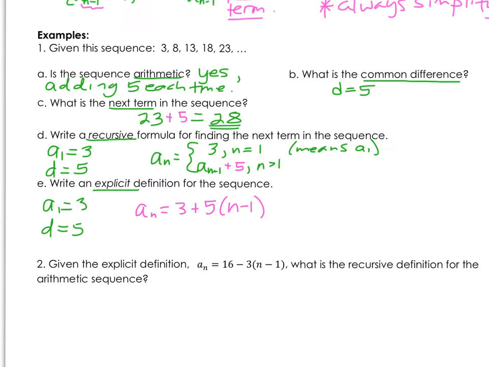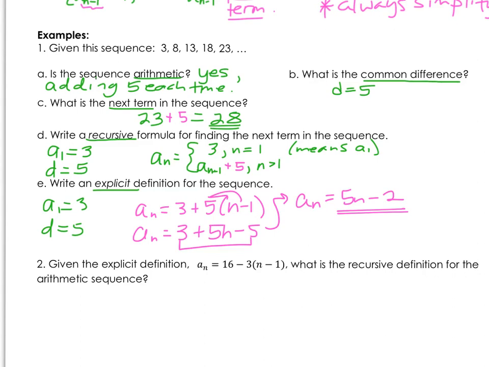All right, so based on this, I'm going to distribute the 5 in to get rid of the parentheses. And that would give us 5n minus 5. Combine like terms, they're on the same side. So this would be a sub n equals 5n minus 2. That formula will also work to get you any term in that sequence.